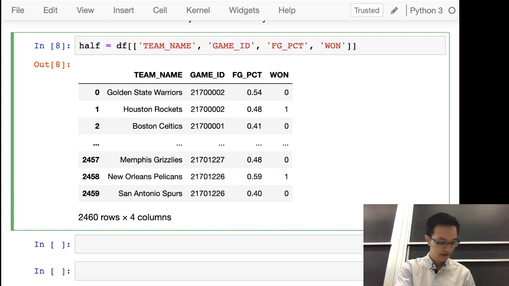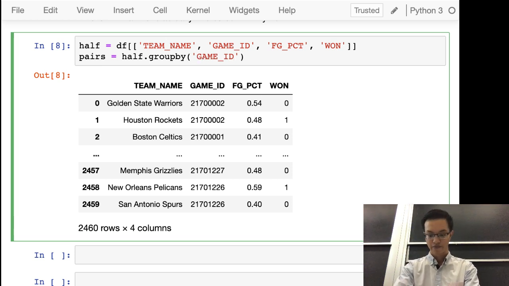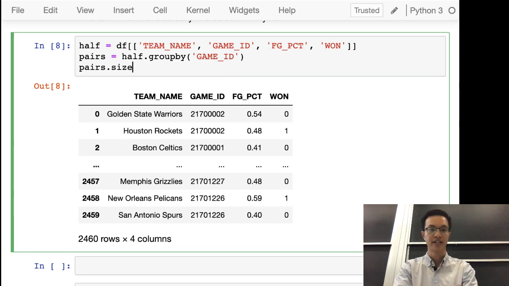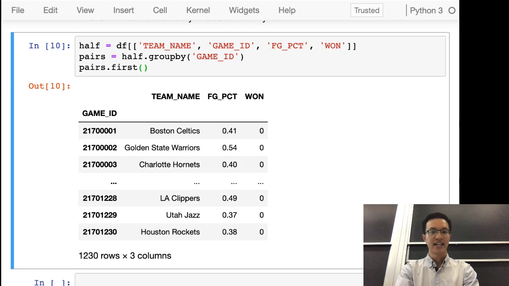Let's do that. So let's group by the game ID. And what I want to do here is take a look at how many, I can do pairs at size, to see how many games there were for every game ID, and let's say there were 2, one for a home team, one for a visiting team. All right. And I can take the first team in this data set and join it with the second team.